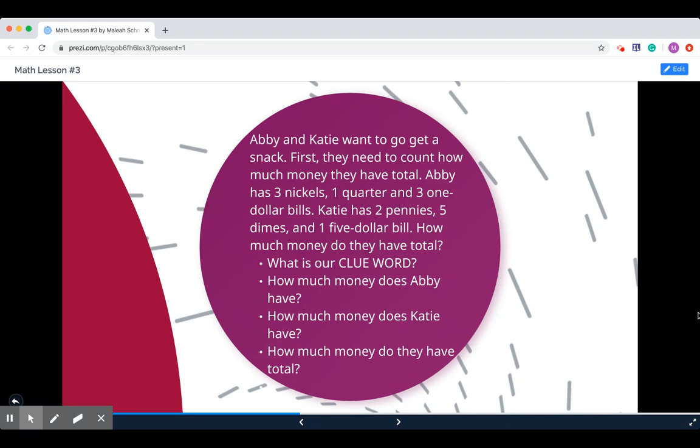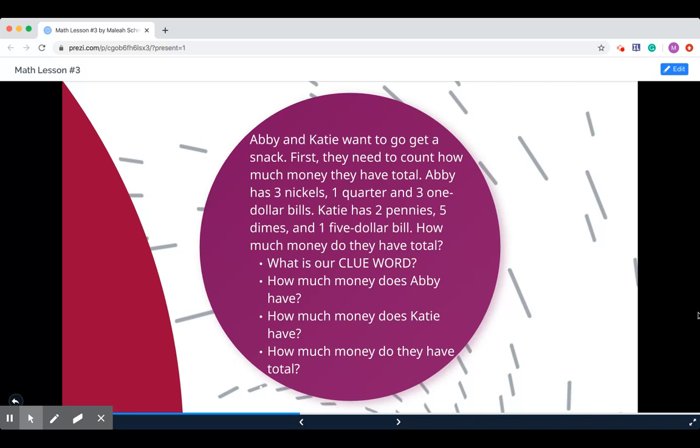So Abby has, let's think. So the math, remember, once we figure out how much cents she has, we got to put that dollar sign in the front and put our cents after our decimal. So Abby has $3.40.